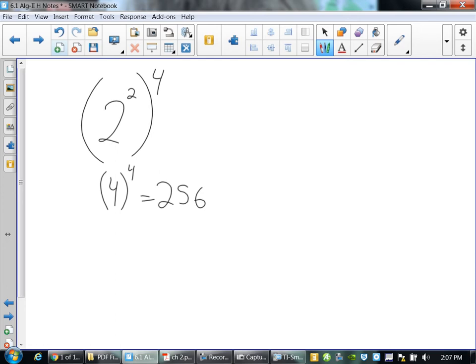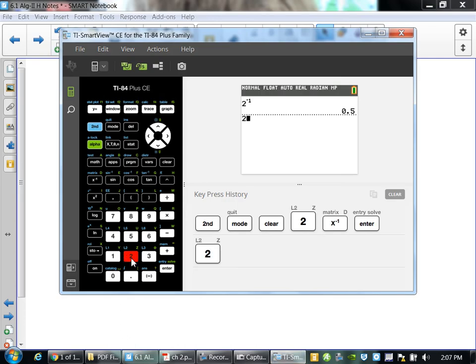Now, what is 2 times 4? Do you guys know where that caret button is in your calculator? Yeah. The caret button's right above your division sign.